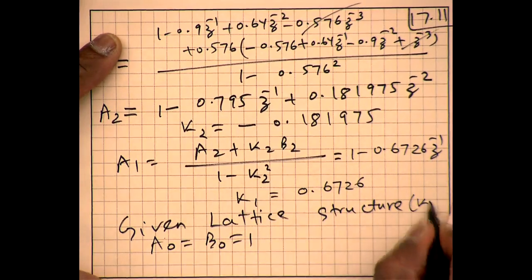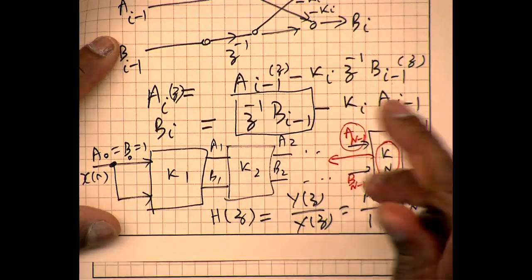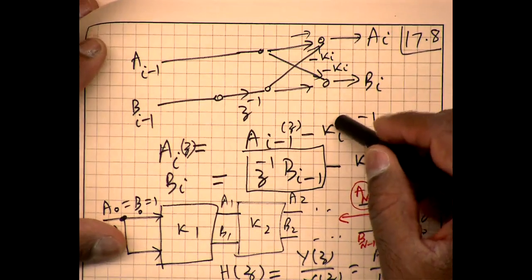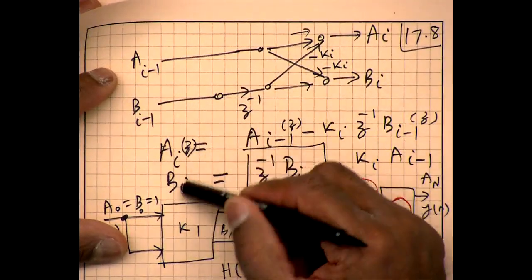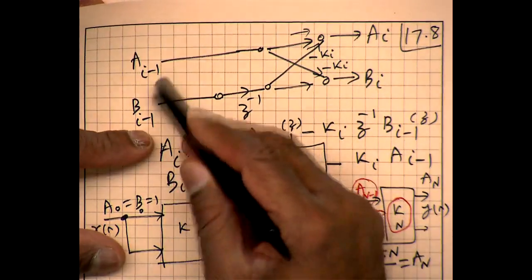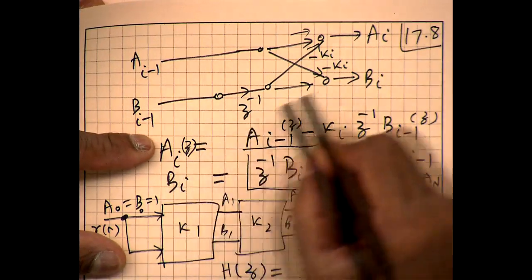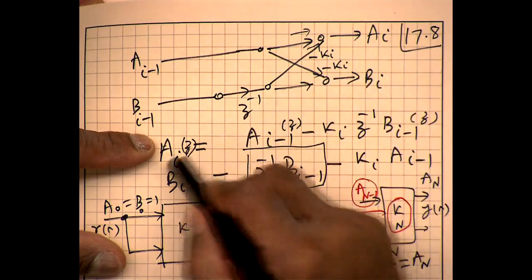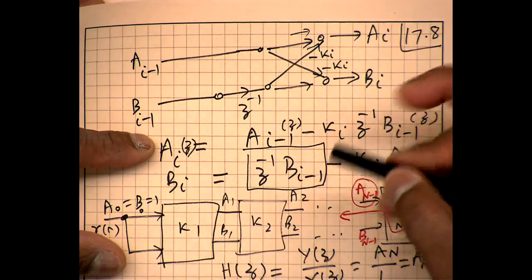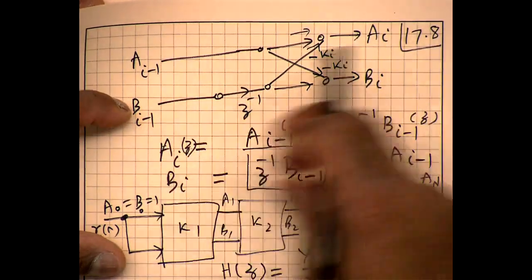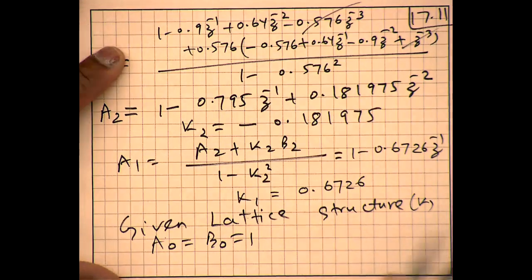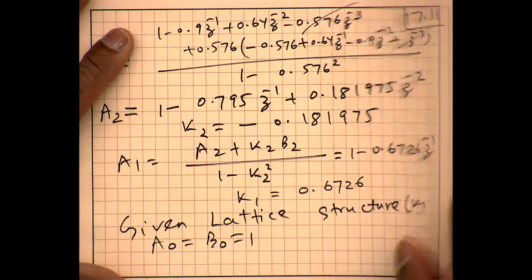The K coefficients are given. You start with A_0 and B_0 equal to 1 and keep using these two equations. Because you know K_1, you can get A_1, B_1. Then you know K_2, so you can get A_2, B_2. Use this formula to get the direct form, and finally get K_N.